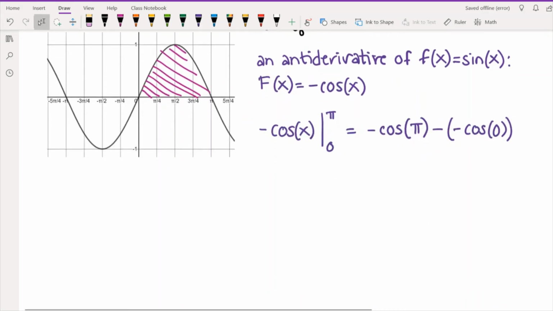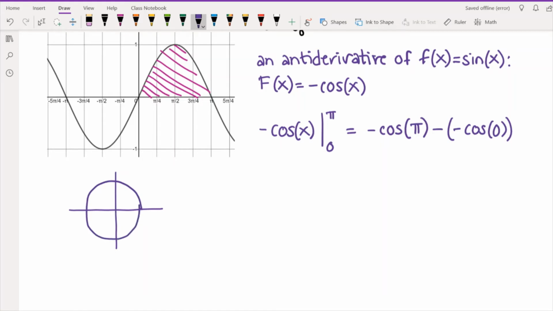Okay, so what is cosine of pi? Well, let's think about the unit circle for a second. Cosine is always equal to the x coordinate when you go to an angle on the unit circle. So if you go to an angle of pi, the x coordinate is -1, right? So cosine of pi is -1. So we have negative -1.